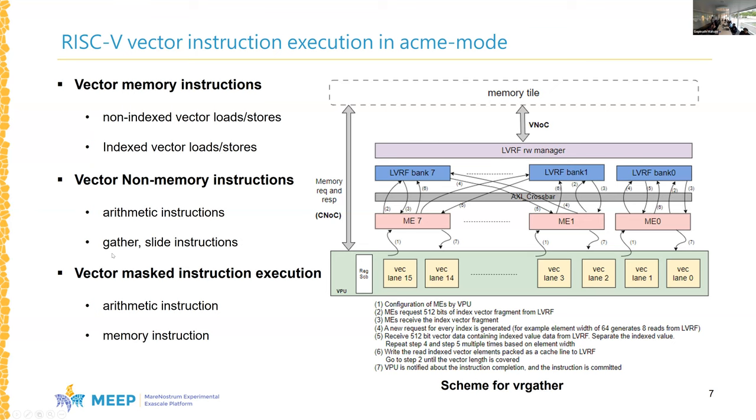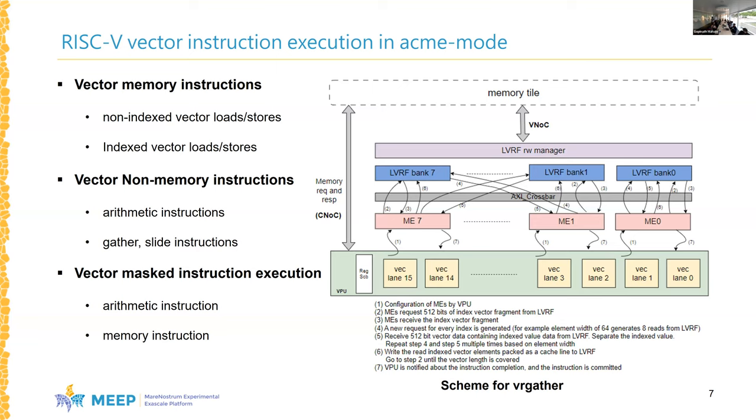There are gather instructions, right? VR gather and slide instructions, which are a bit different from these. So gather is basically indexed read and indexed move, right? In the baseline implementation, the VPU has the entire vector in the VRF, so it has access to all the elements, any position. But in our case, the entire vector is in LVRF and we have only a fragment of that. So we don't have visibility of the entire vector.